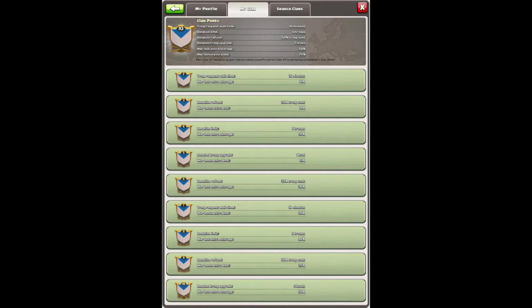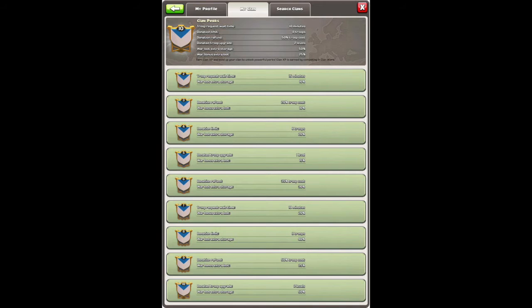Now next up is level 8. Your donation limit goes up to 8 troops, so you can donate 8 troops to people if they have that much room, or if you're using something like an archer to donate, you can donate 8 of those now. You also get 40% added to your war loot storage, so that's pretty cool.